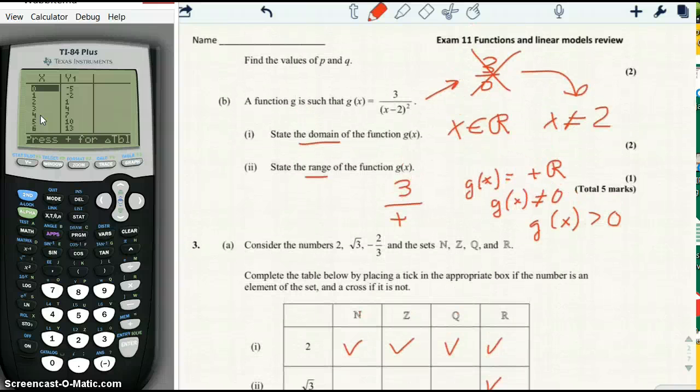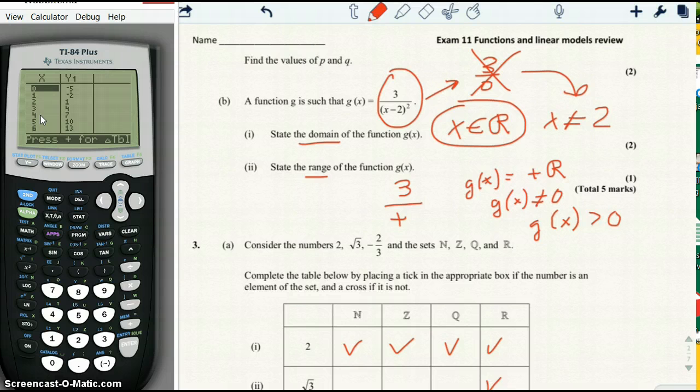Okay, so part B. There's a function g that looks like this. 3 on top, x minus 2 squared on the bottom. So it says, what is the domain for the function? Well, you always start by thinking, okay, the domain is any real number. Is that true? Well, almost true. You can put any negative number in here. You can put any positive number in here. You can put 0 in there.